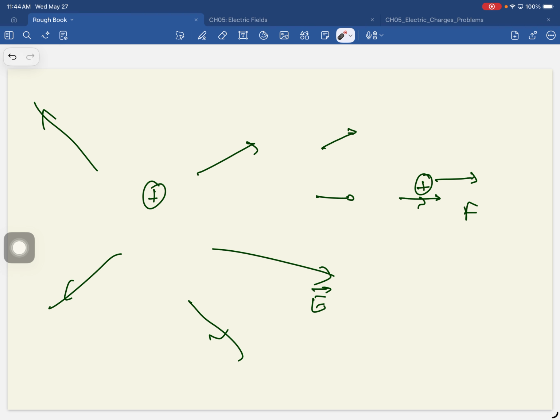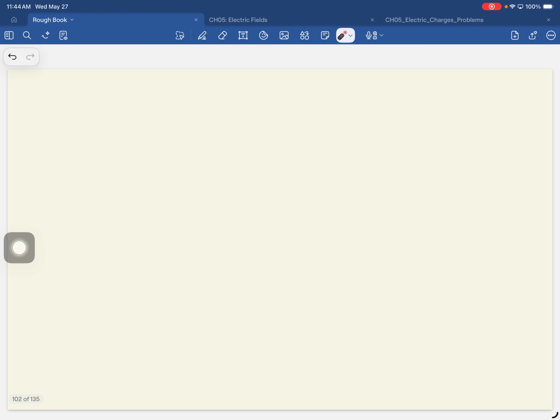So I just told you that a stationary charge, what does it do? Produces an electric field. If you get it moving, then it'll produce both electric and magnetic fields. I'm not drawing what the direction of the field is.